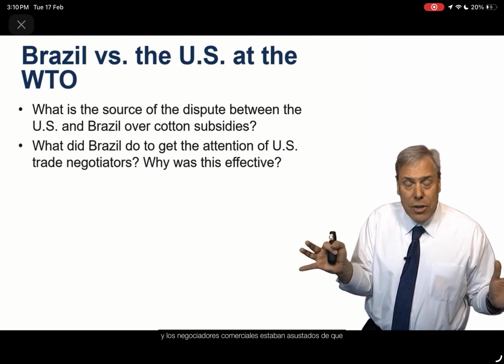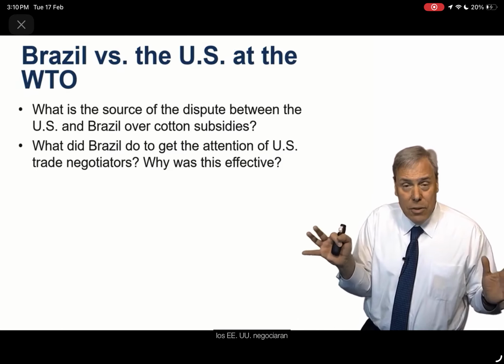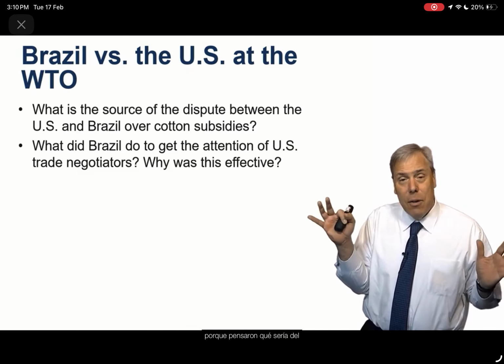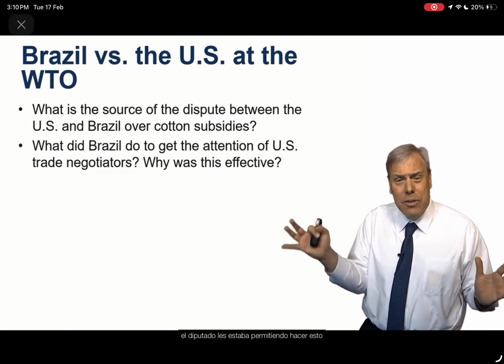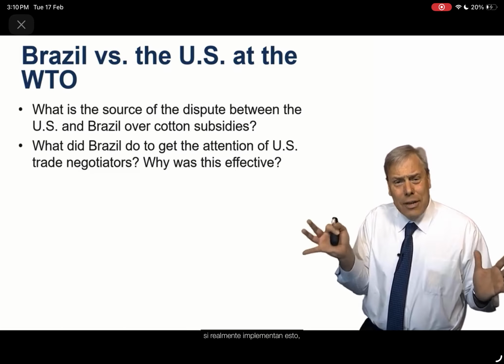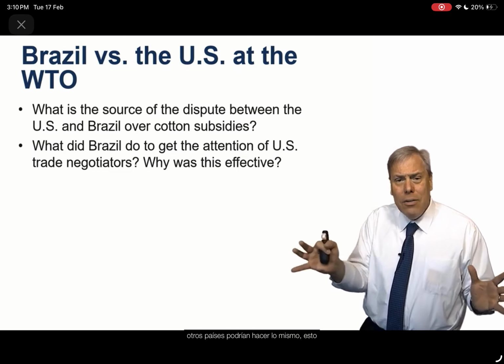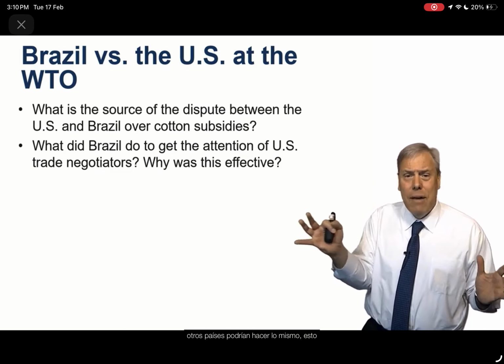And the trade negotiators were scared out of their minds, the U.S. trade authority, because they thought, what would be the precedent if Brazil got away with this? The WTO was allowing them to do this. If they actually implement this, other countries could follow suit. This could devastate the U.S.